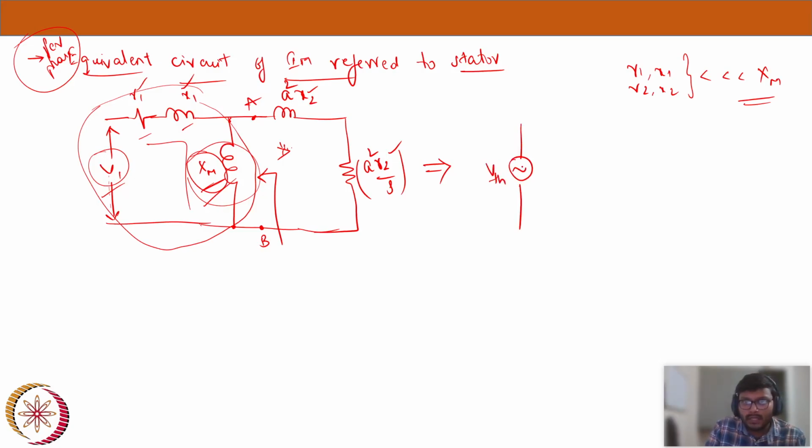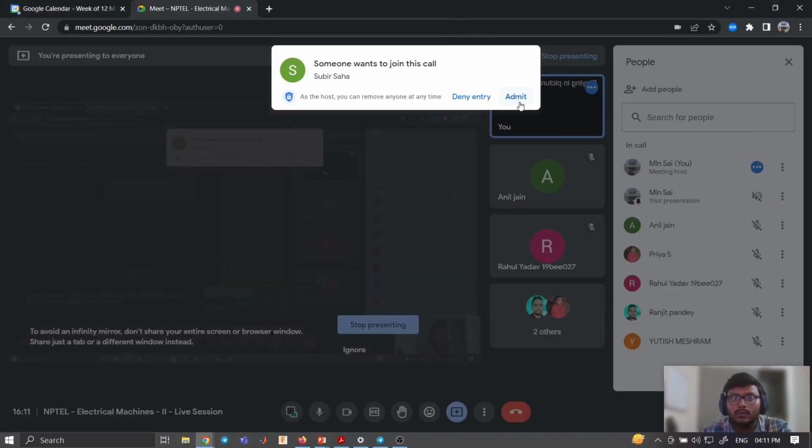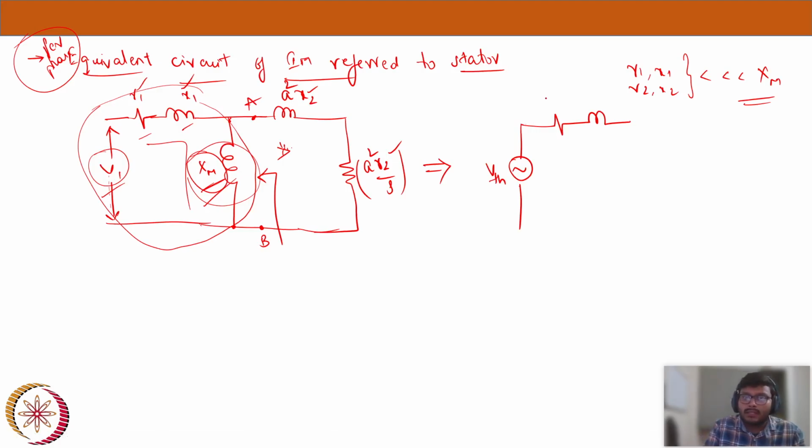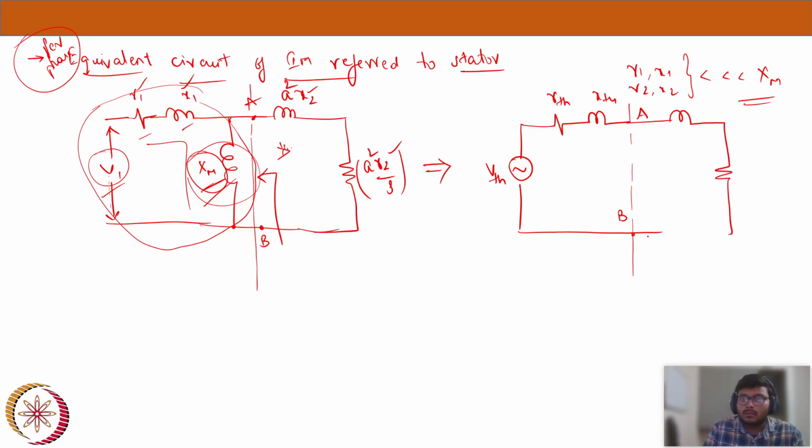So yeah, this is VTH. This is RTH and this is XTH. So yeah, we have replaced this part from AB. This is A and this is B. Now the rest of the part is the same anyway: a square R2 by S, and here a square X2, and VTH, RTH and XTH.